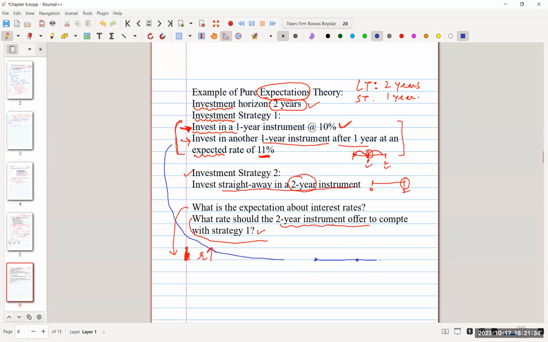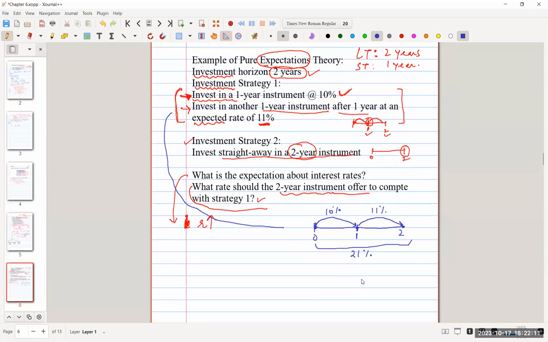And to do this timeline, just to keep it simple, we will just ignore time value of money. We will say we are investing here at time 0 for the next 1 year, right? We will earn 10%. And when this one matures, at this point in time, when we are ready to invest again for the next 1 year, then we are expecting that we will earn 11%. So in all, over the 2-year period, we would have earned 10 plus 11, 21%. Isn't that so?